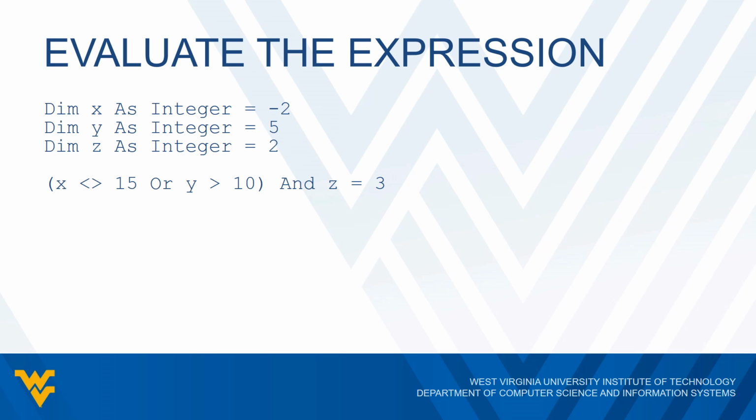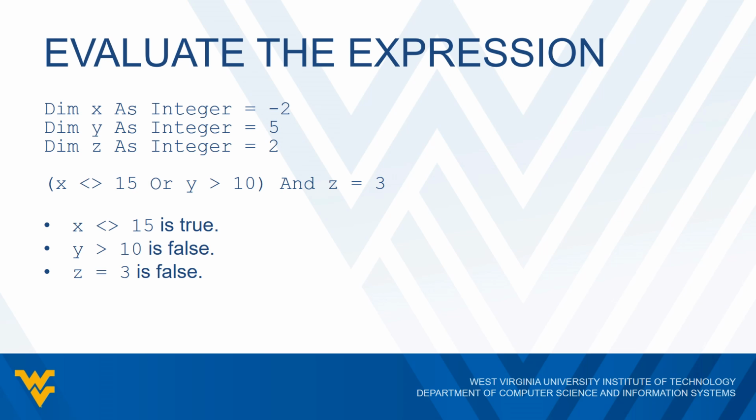So let's evaluate the conditions. These are the same from the last slide. So we already know that x not equal to 15 is true. We know that y greater than 10 is false because 5 is not greater than 10. And we know that z equals 3 is false because z is 2.